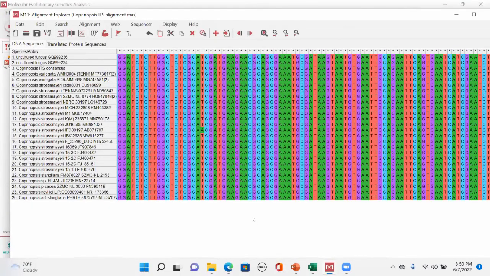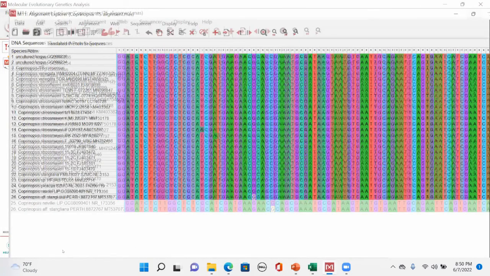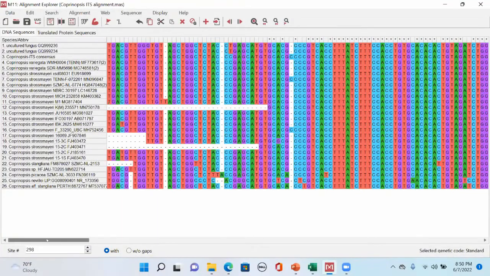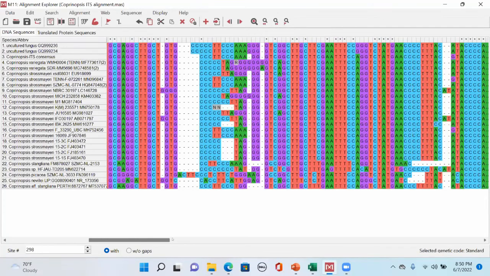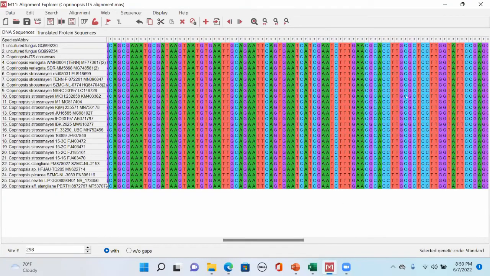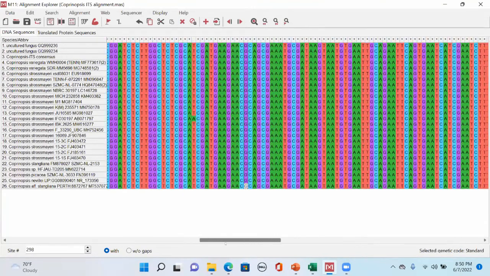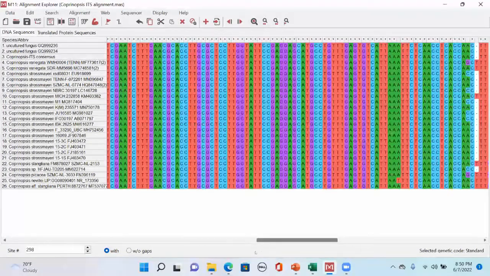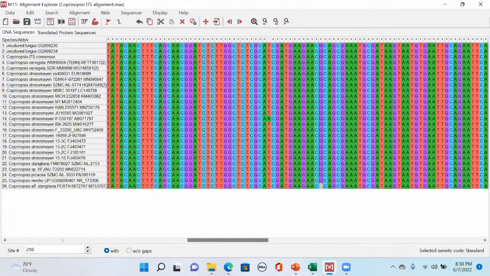See all of these colors? Yes. All right, so this is an alignment of different sequences, from the Coprinopsis. This is the ITS 1 and 2 and the 5.8 part in the middle. Right in here, these are all pretty much identical. This is the 5.8S region between ITS 1 and 2. So if you happen to only submit this section, you might get a 100% match to all of these different sequences.